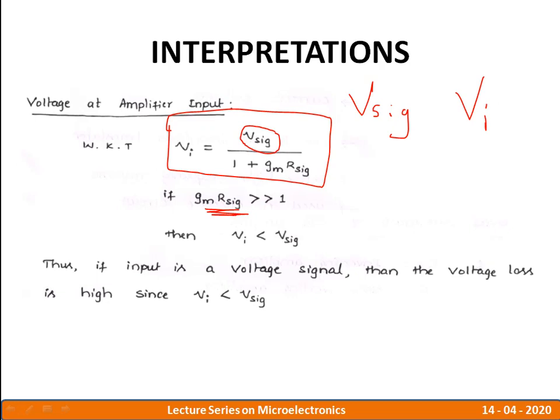So the input voltage that is considered by the amplifier is less than the input voltage applied to the entire circuit. Hence, if I do any analysis by considering the input as voltage, then the voltage loss is very high, because the input voltage that my amplifier considers is somewhat less than what I have applied. I applied Vsig, but I am getting somewhat less than Vsig. So that is one interpretation that I can make over here.